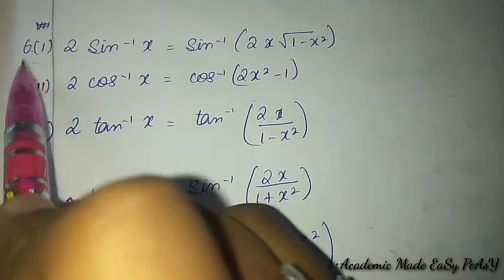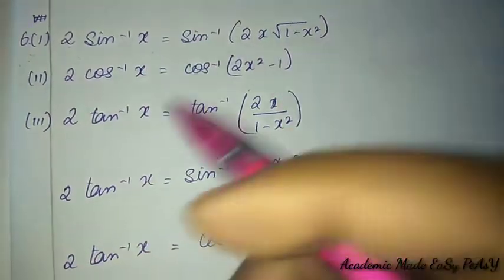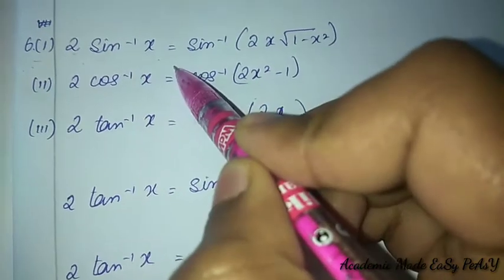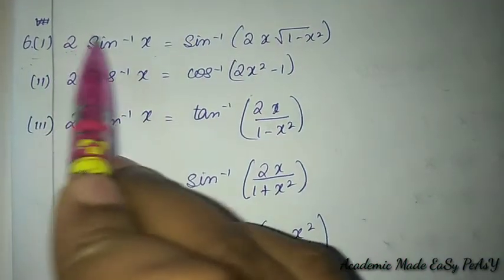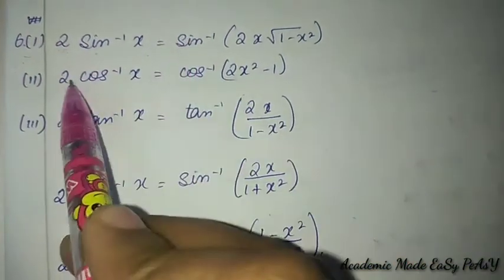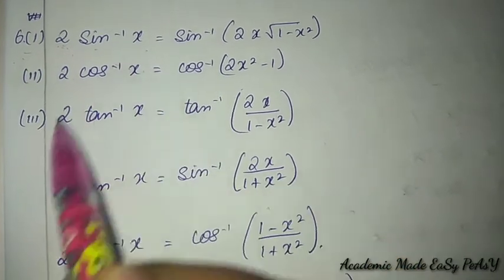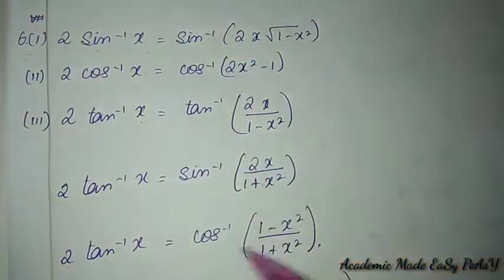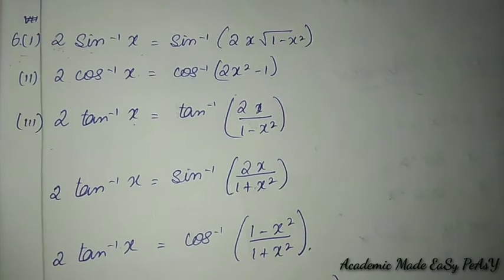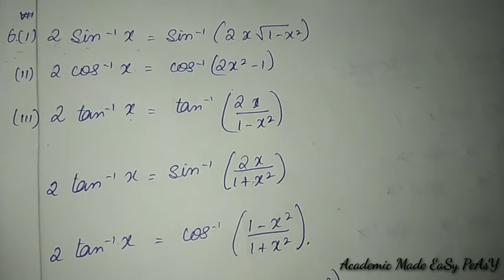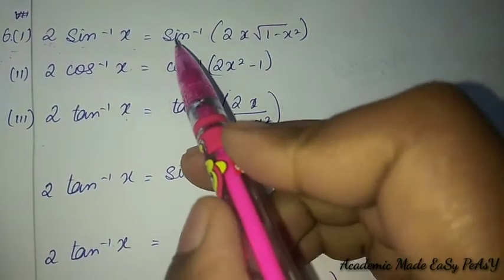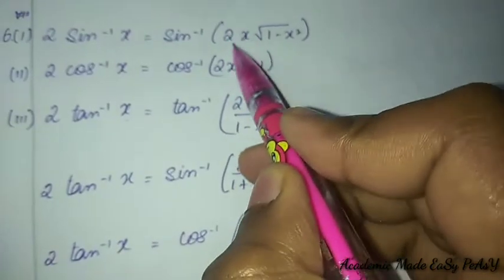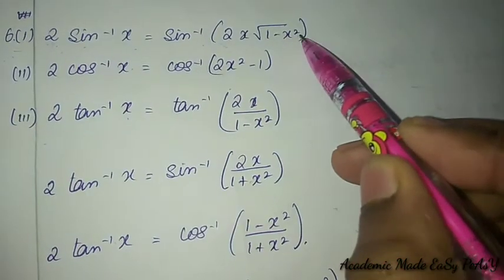Now we will be learning the sixth set of properties, that is twice of some function. For example, here it is 2 sin inverse x. Now here it's 2 cos inverse x, 2 tan inverse x. This one we will be learning in this set of formulas. So this is also one of the important formulas. That is sin inverse of 2x into root of 1 minus x square.